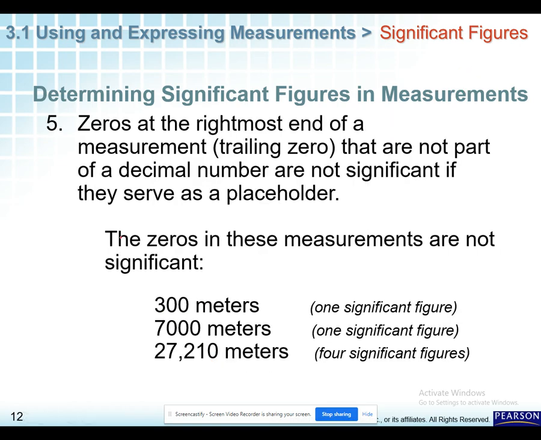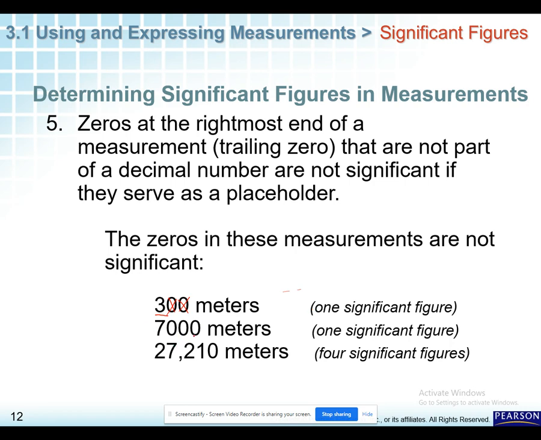But what if they come at the end and there is no decimal? So zeros at the rightmost end, or those trailing zeros that are not part of a decimal, are not significant. They act as placeholders. So for example, these zeros are at the end, but there's no decimal anywhere in this number. So this 0 and this 0 cannot count, and I only have 1 sig fig.